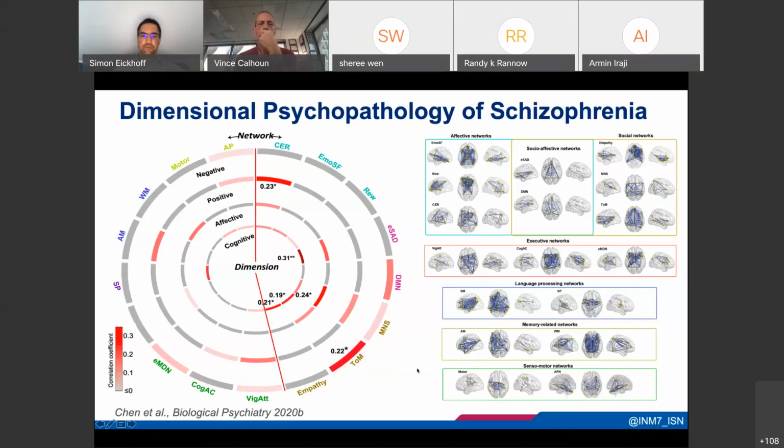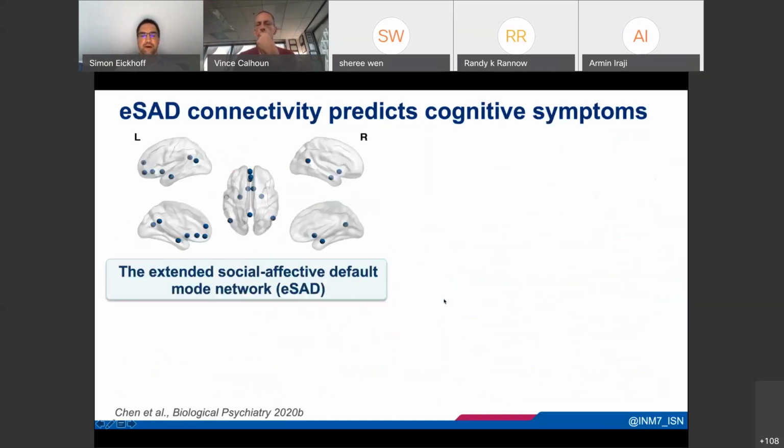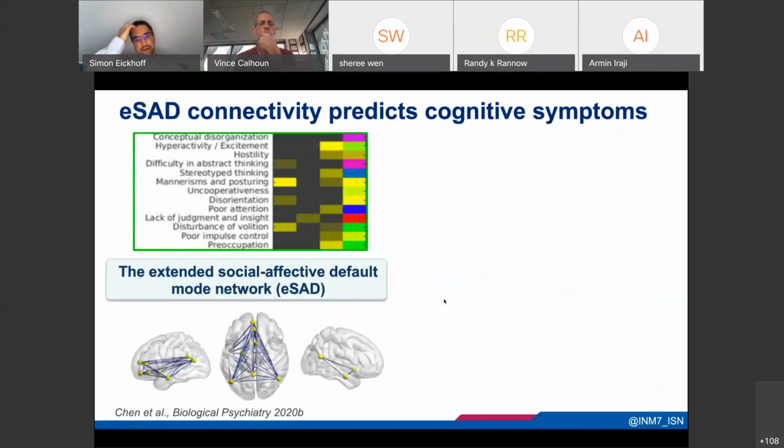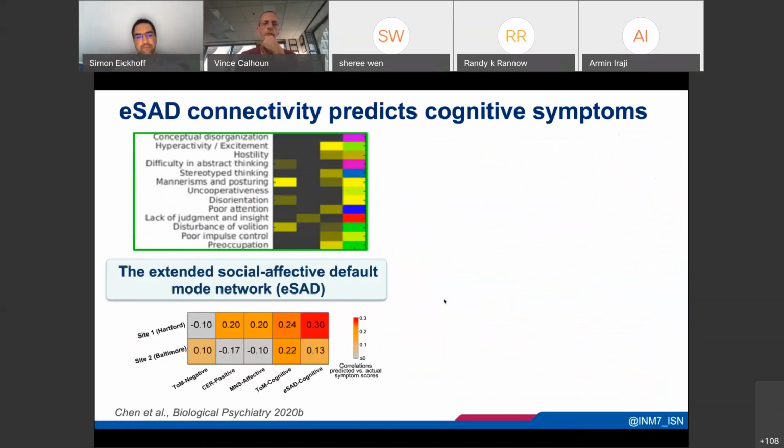So what happened? We look at the top network here, the social affective default, and its predictability of the cognitive factor. We can see that among the 6 combinations, see them on the bottom here. Can you see my mouse, by the way?